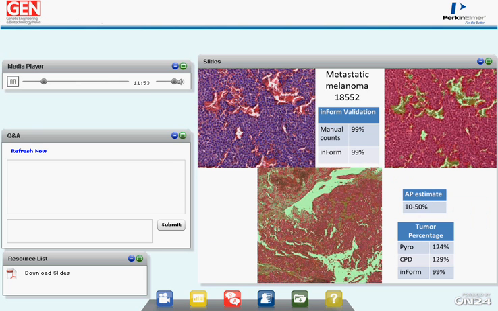The next case is a metastatic melanoma, where the anatomic pathologist estimate was quite low, in the 10 to 50% range. Allele frequencies for these tumors were near 100% by either single-gene sequencing or next-gen, and both the Inform and manual showed that these were nearly pure tumors. So a significant variation between the manual count by the pathologist and the automated counts by the machine learning algorithm.